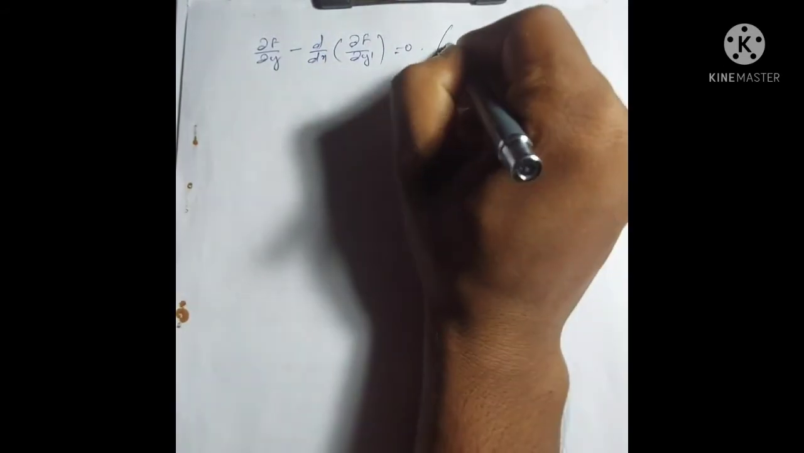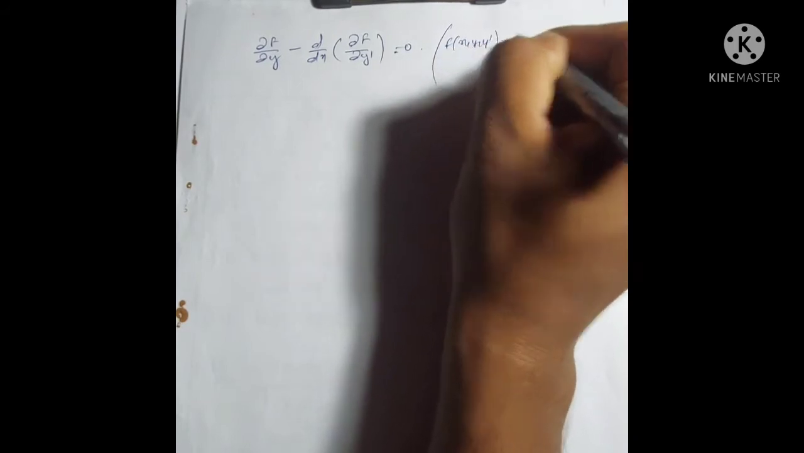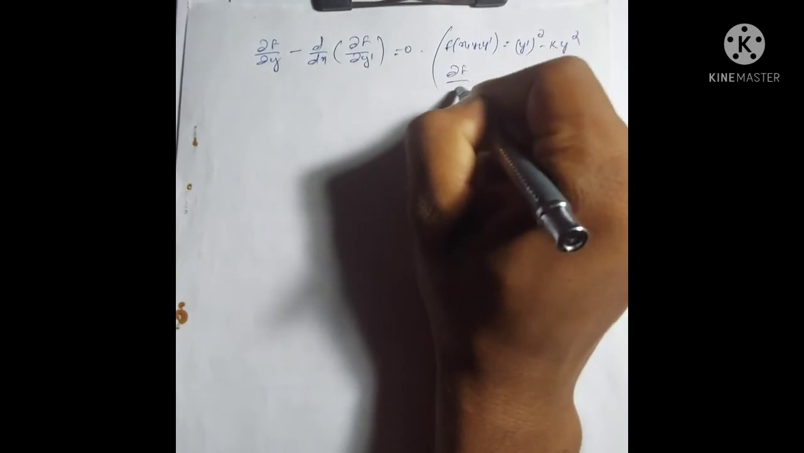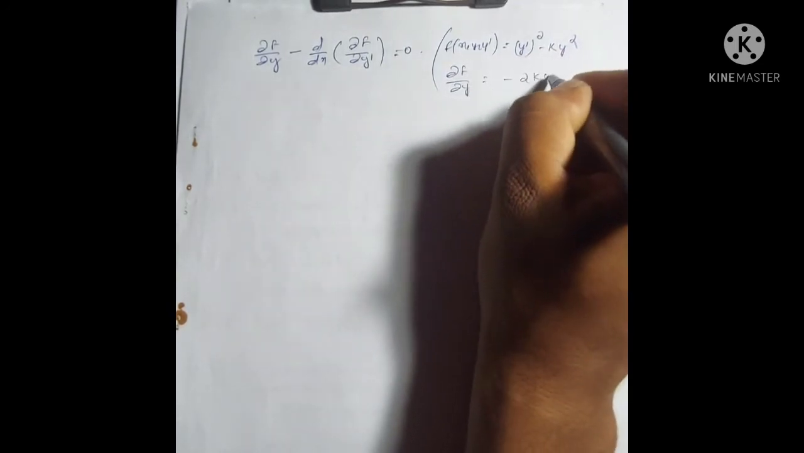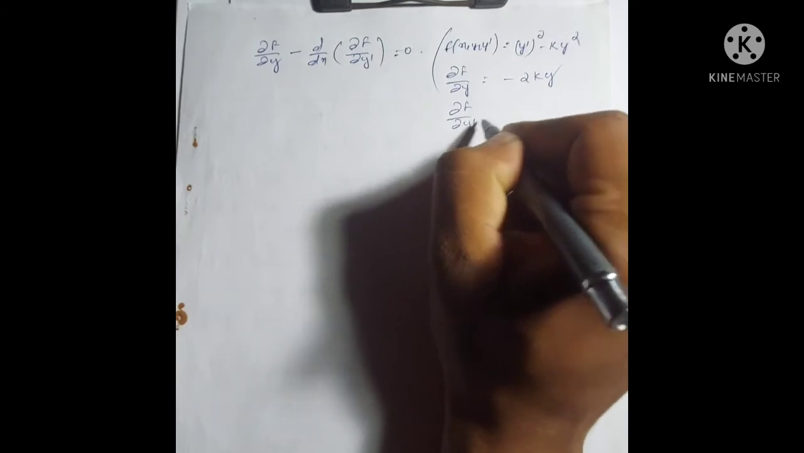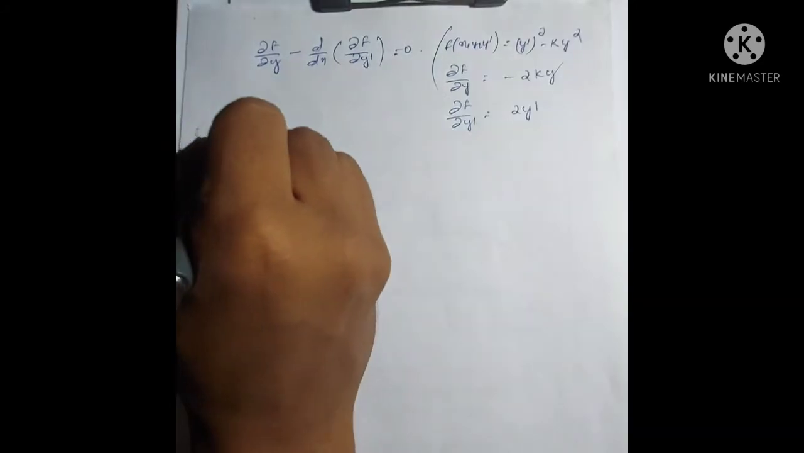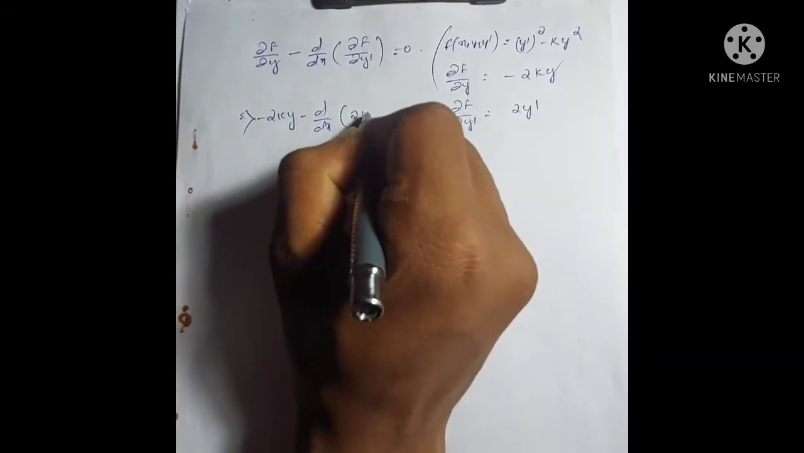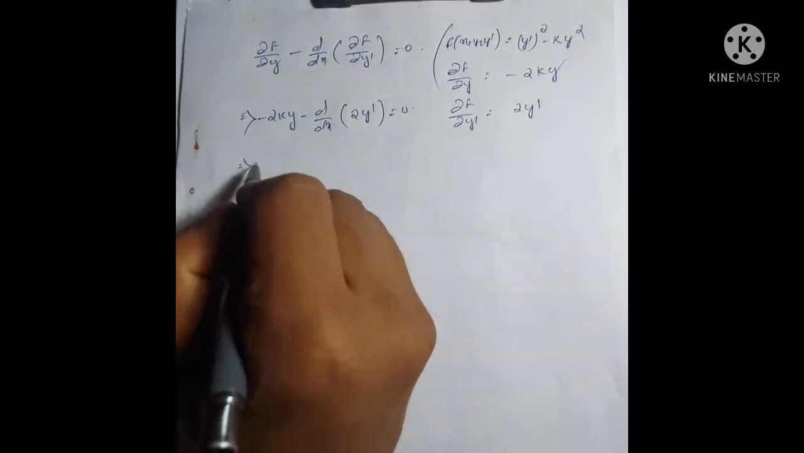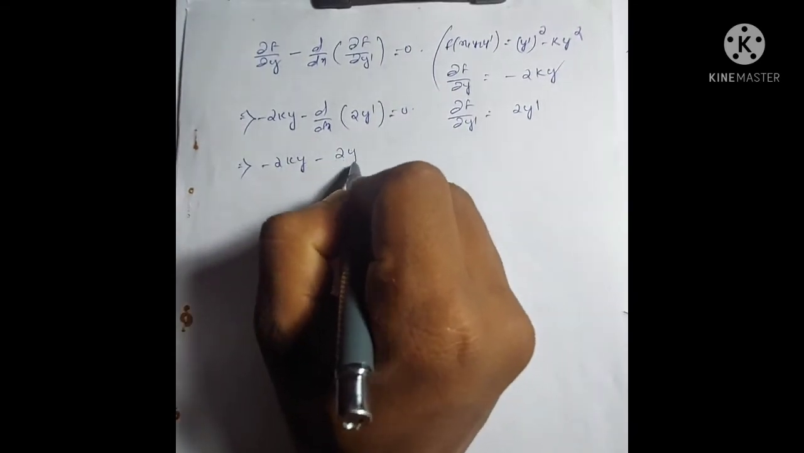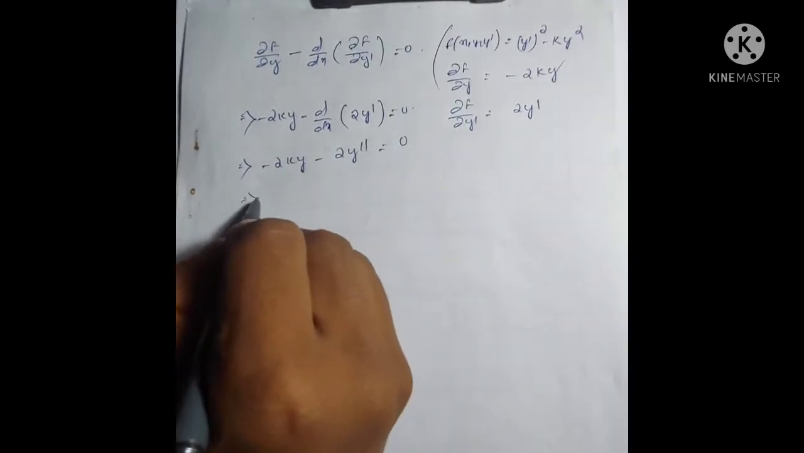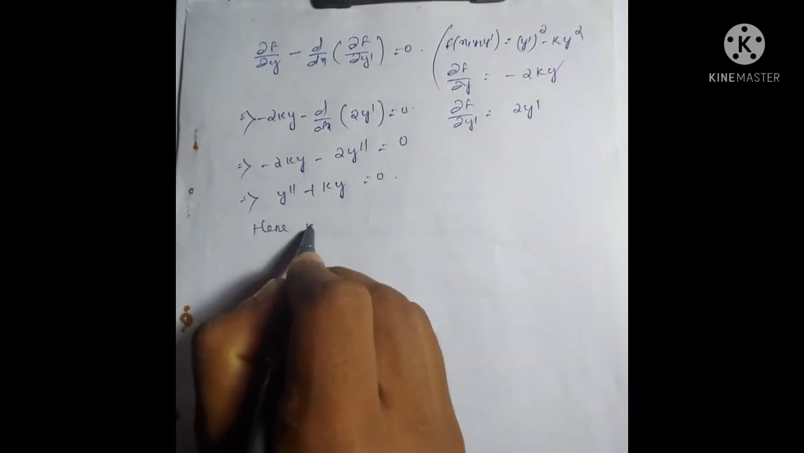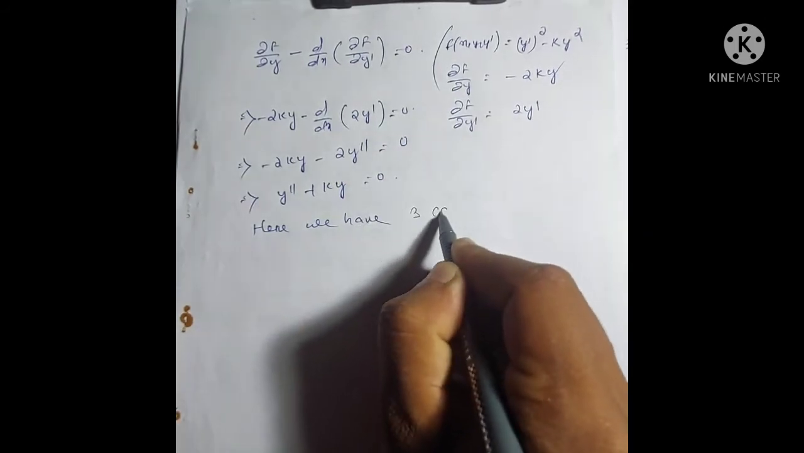Here f of x, y, y dash is equal to y dash square minus k y square. So del f by del y is equal to minus 2ky and del f by del y dash is equal to 2y dash. So minus 2ky minus d by dx of 2y dash is equal to 0. This implies that minus 2ky minus 2y double dash is equal to 0. This implies that y double dash plus ky is equal to 0. Here we have three cases.